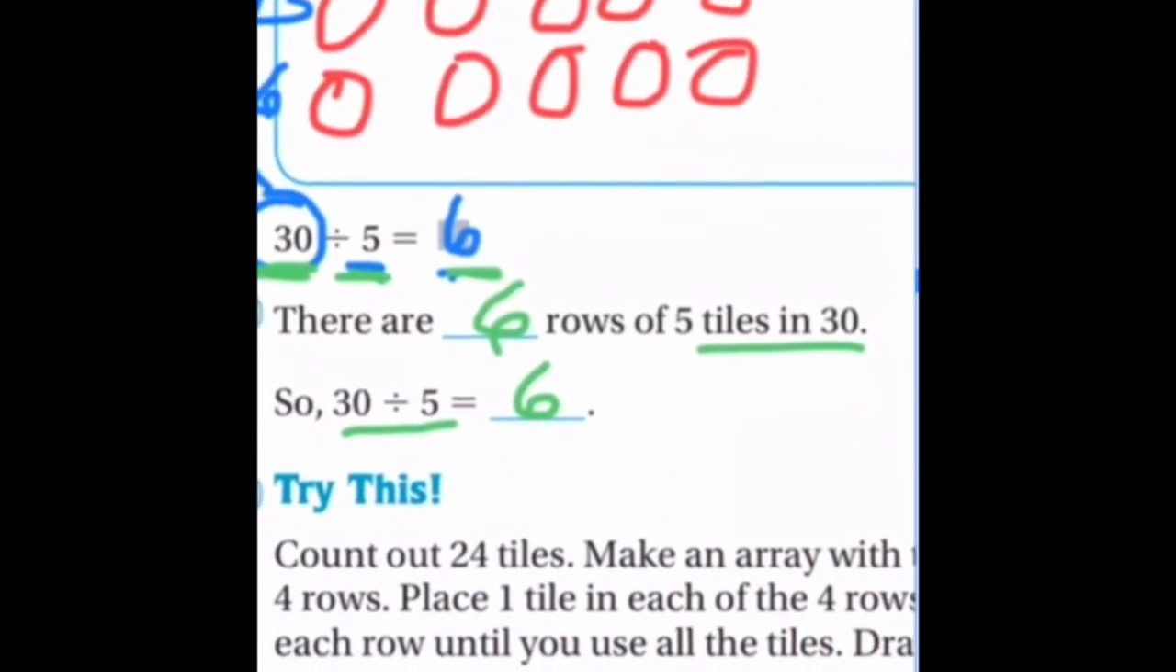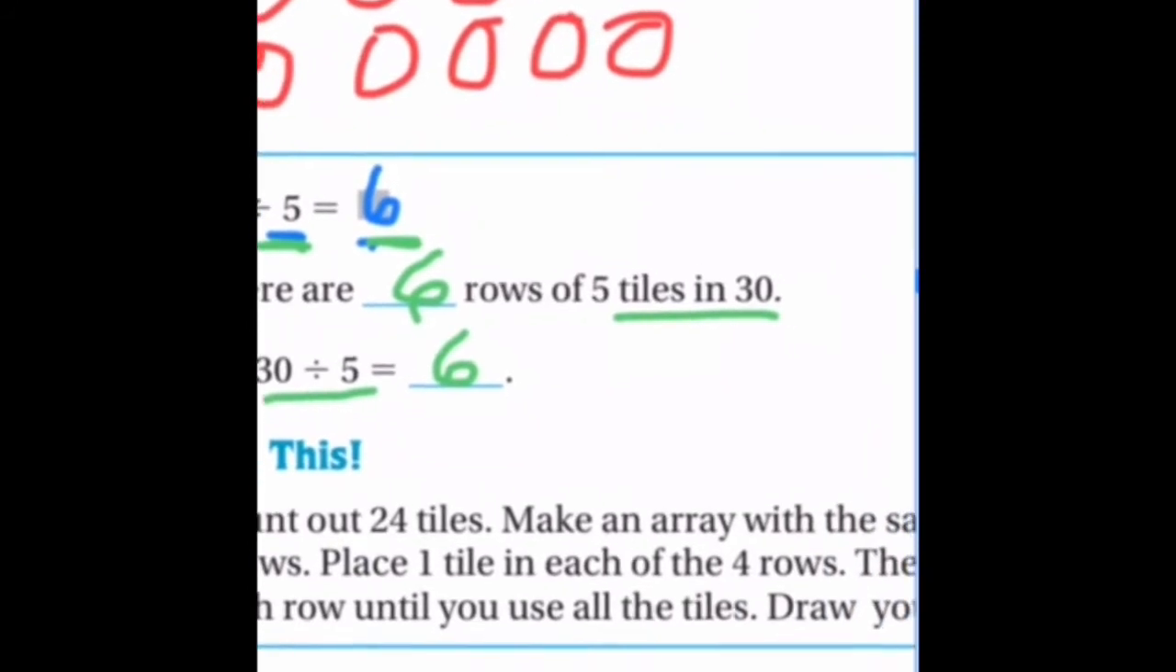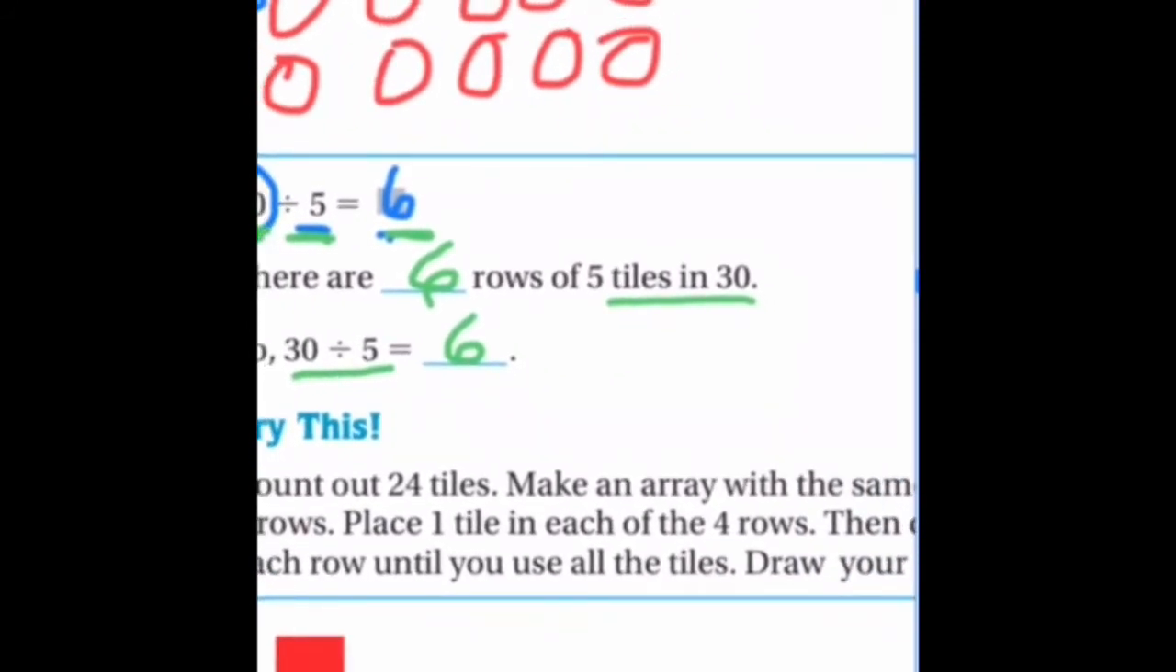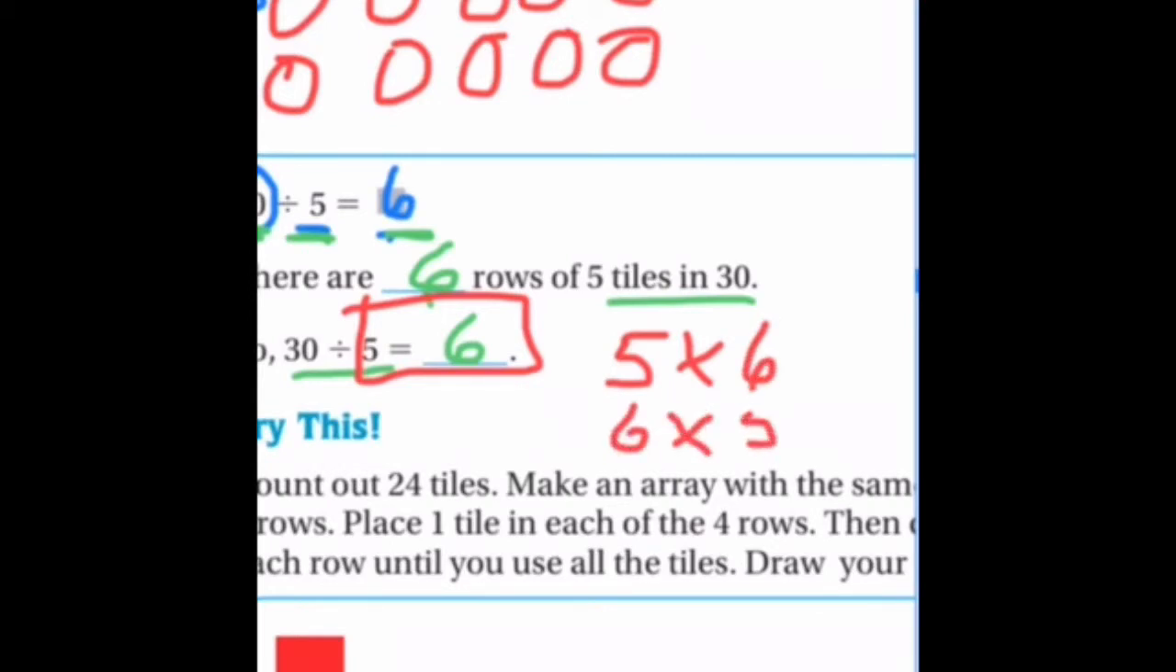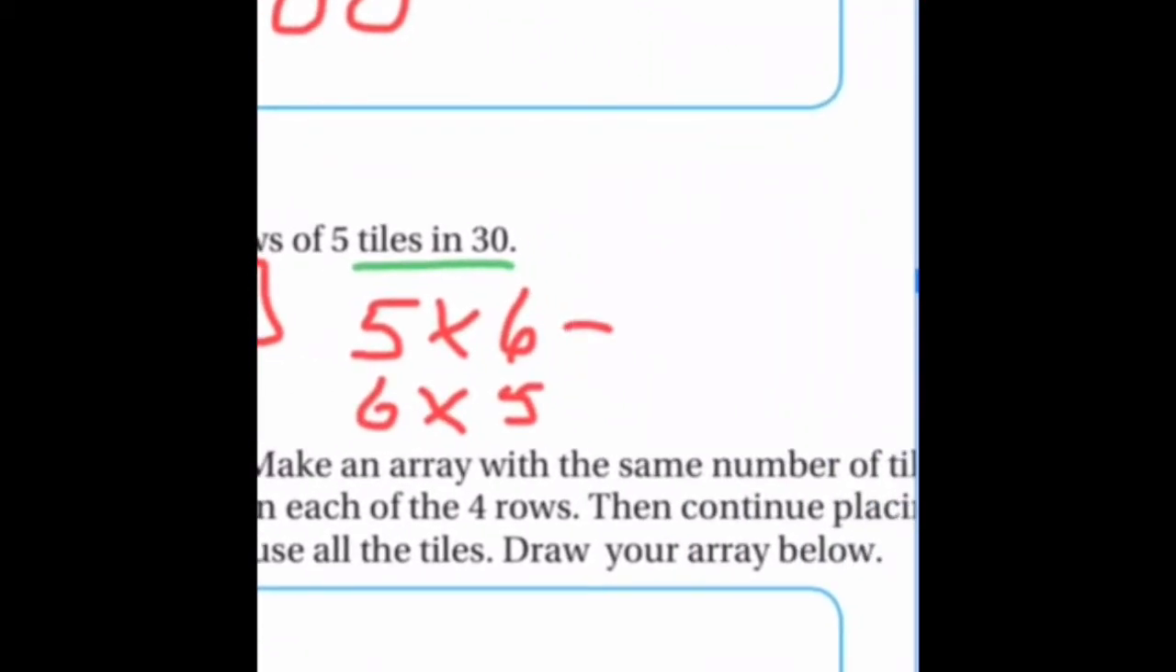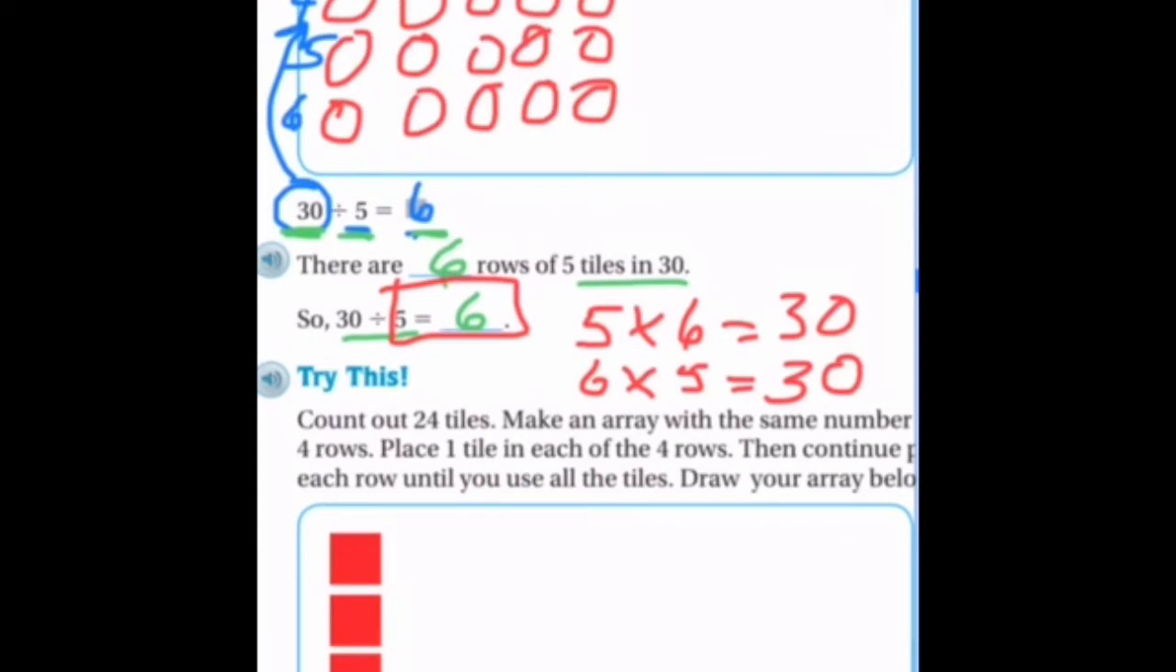Now, one way we can check our answer, and this is why we did multiplication first, we can use multiplication to check our answer. We can take the two smaller numbers, multiply them together, 5 times 6, or 6 times 5, the commutative property, and it should equal 30, and in fact, those facts do equal 30, so I know I did my division correctly.